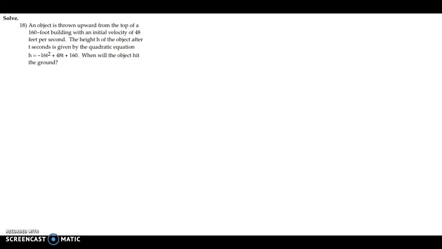Alright, this is a projectile motion question. An object was thrown upward from the top of a building with an initial velocity. The height of the object after so many seconds is given by the quadratic equation H equals negative 16t squared, that's your gravity constant, plus 48t, that is your initial velocity, plus 160, that's your initial height.